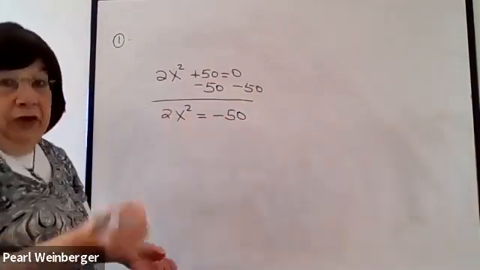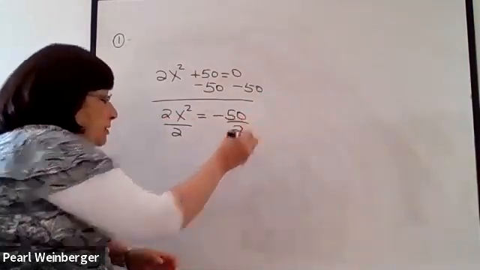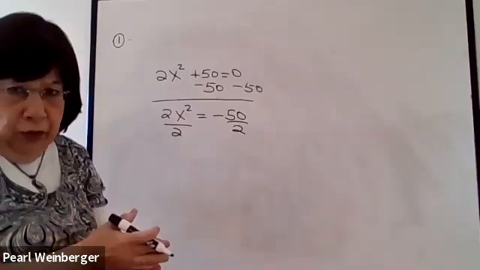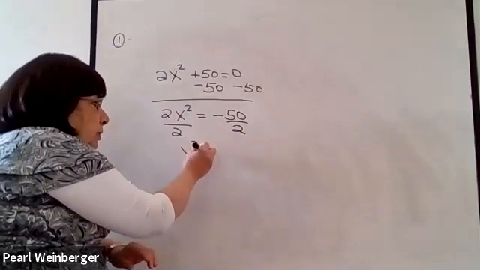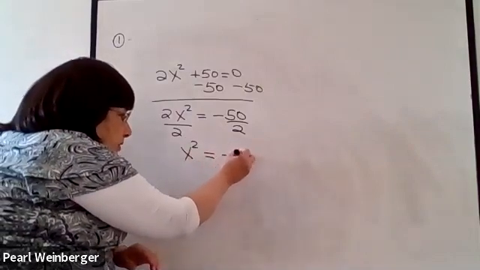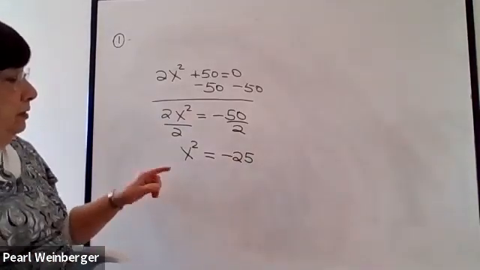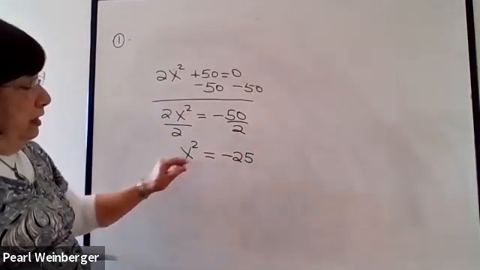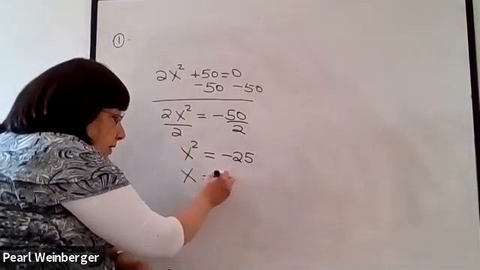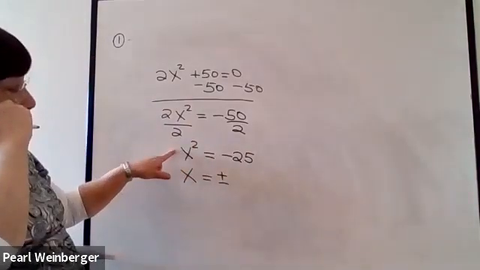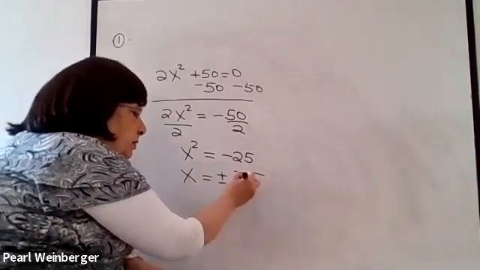I want to get the x squared by itself, so I'll divide by 2. In other words, I'm going to solve this equation for the x squared. Get the x squared alone. I get x squared equals negative 25. And then what I do is I take the square root of both sides. On this side, I get x, and on this side, I get plus or minus, because whenever I'm having x squared, I have to get 2 answers. The square root of this number.